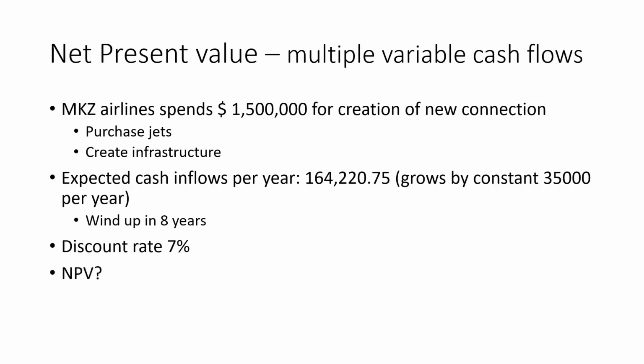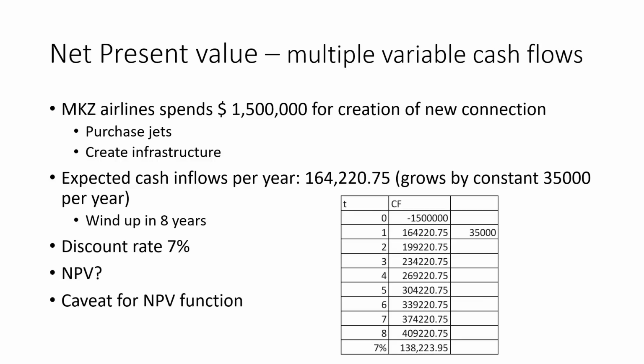So we were going to find out the net present value, and we found out that net present value as well. Now we also knew the caveat for the net present value function. We should leave out the period 0 cash flow and then add it separately, because the NPV function treats the first cash flow as the first period cash flow and discounts it. So for example, the 164,220 should be the first cash flow in the range of the NPV function, and the 1.5 million should be added separately.